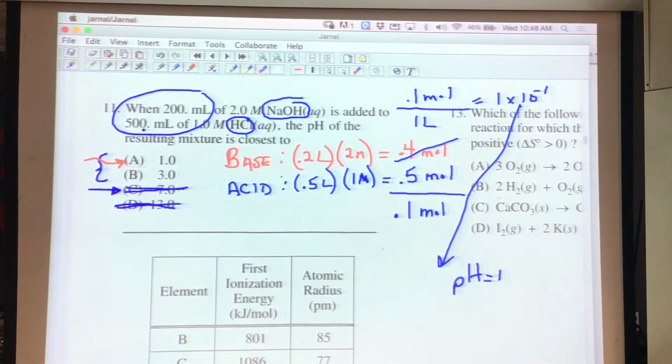For B to be the answer, you would need something that was what? 100 times less acidic. 1 times 10 to the negative 2. So you may think, Mr. Grodsky, that little 300 milliliters makes a big difference, but think about it. To be a pH of 3, that would have to be 100 times more acidic. It wouldn't make it that much more. So A is the best estimation. They love estimations.